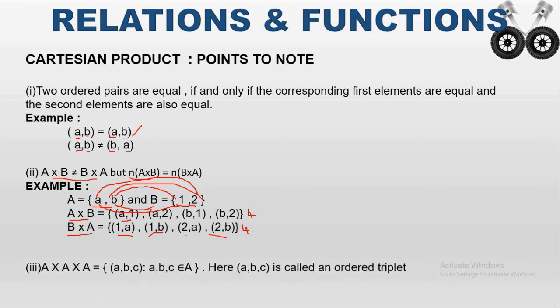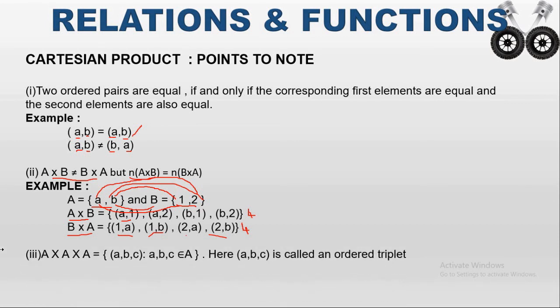Then the third one is A cross A cross A, which equals {(a, b, c)}, where a, b, c belong to A. So here how many sets are multiplied? Here we are multiplying 3 sets. If you multiply 2 sets, you said it is an ordered pair. Now we are multiplying 3 sets, which is called an ordered triplet. So (a, b, c) is called an ordered triplet.